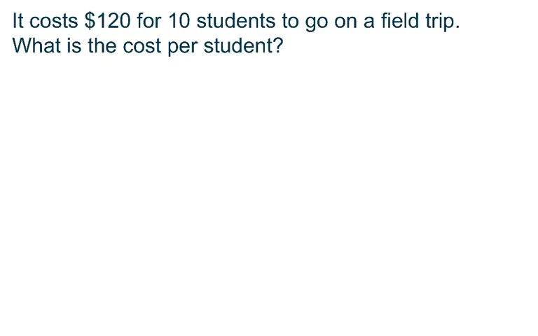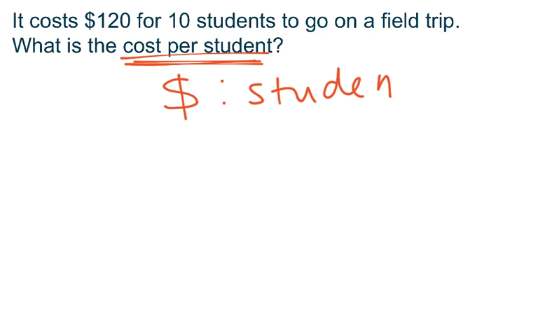Let's go ahead and take a look at an example. So this example says that it costs $120 for 10 students to go on a field trip. What is the cost per student? Remember how we talked about ratios? Ratios have to be written in a specific order. Same thing with a unit rate. If it says cost per student, that means the money has to be on the left and the student has to be on the right. So it might help to write it out just like I did.